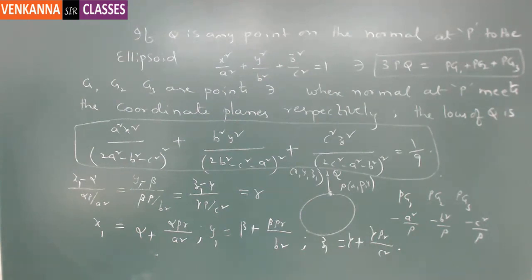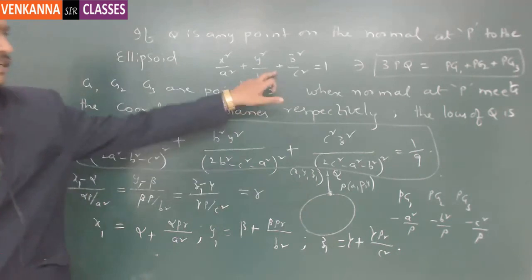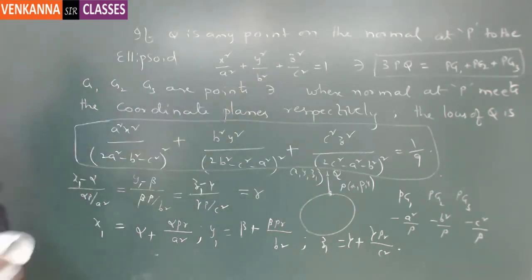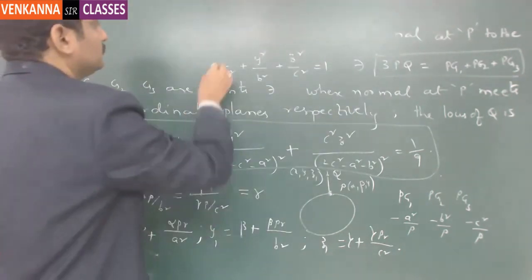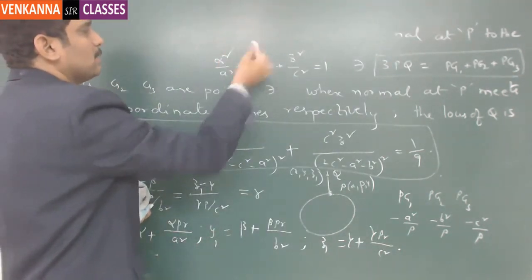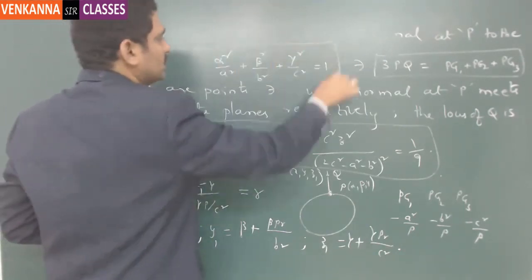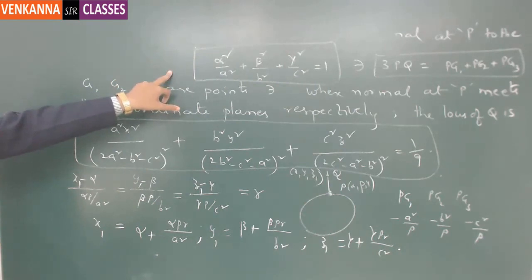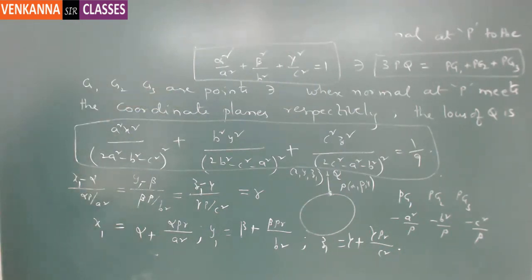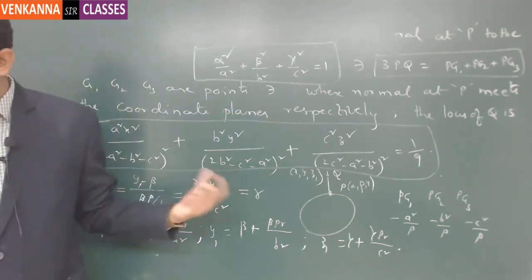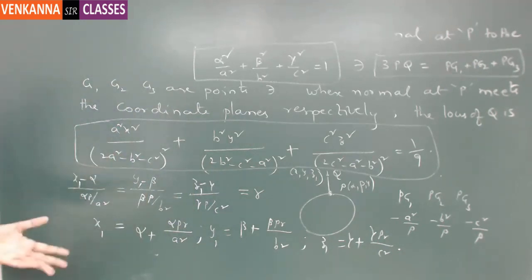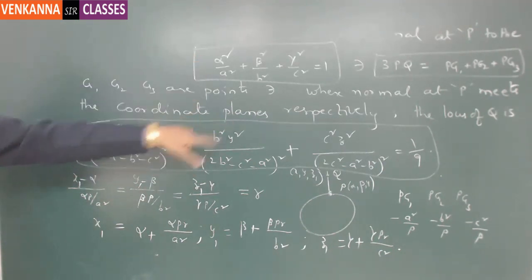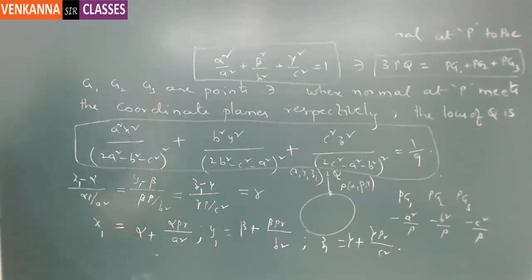Okay. Since the point P lies on the ellipsoid, I want to substitute the value of P's coordinates in the given ellipsoid. So what we will get? Alpha square by a square, beta square by b square, gamma square by c square is equal to 1, because the point P is lying on the ellipsoid. Now my intention is, in order to calculate the locus, I want to find the values of alpha, beta, gamma, and I am going to substitute the values here so that I will get the respective locus. That is my whole intention here.